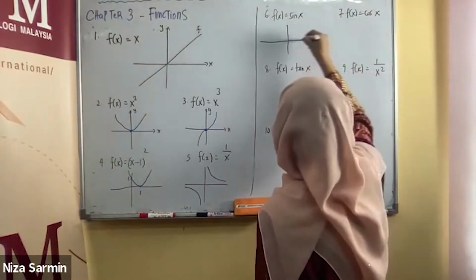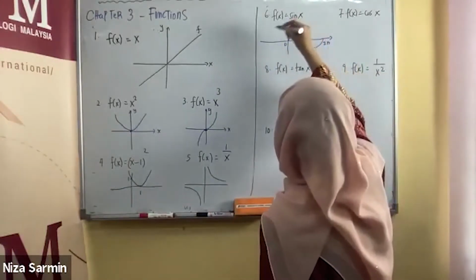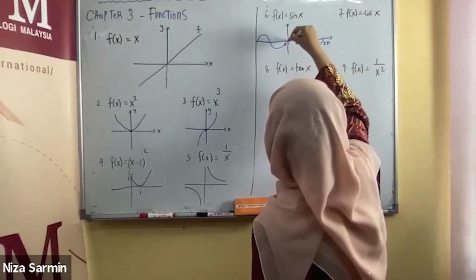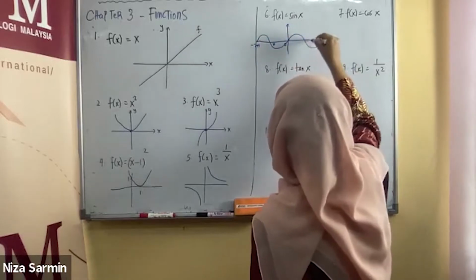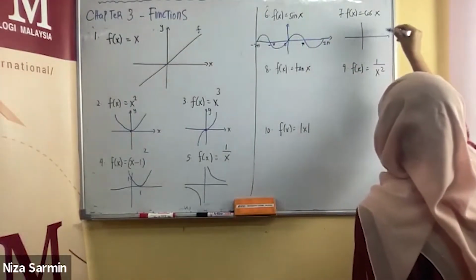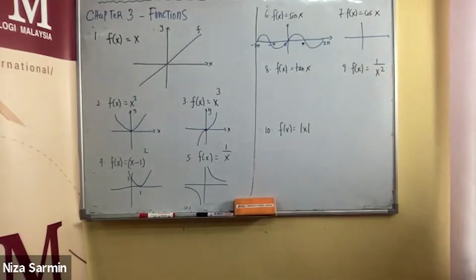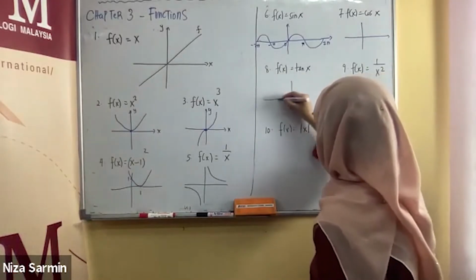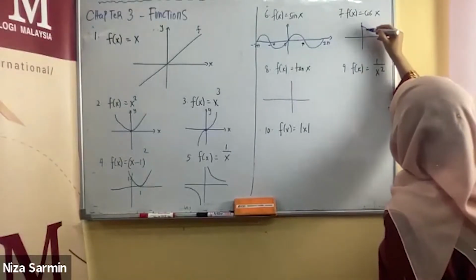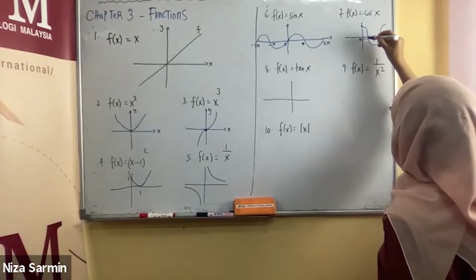Sine x. So you have one complete one in between 0 and 2 pi, right? Another one between 0 and 2 pi, sine x. Cosine, you have, how do you draw a cosine? And tangent. Cosine, complete 2 pi, right? So 0 is pi over 2.